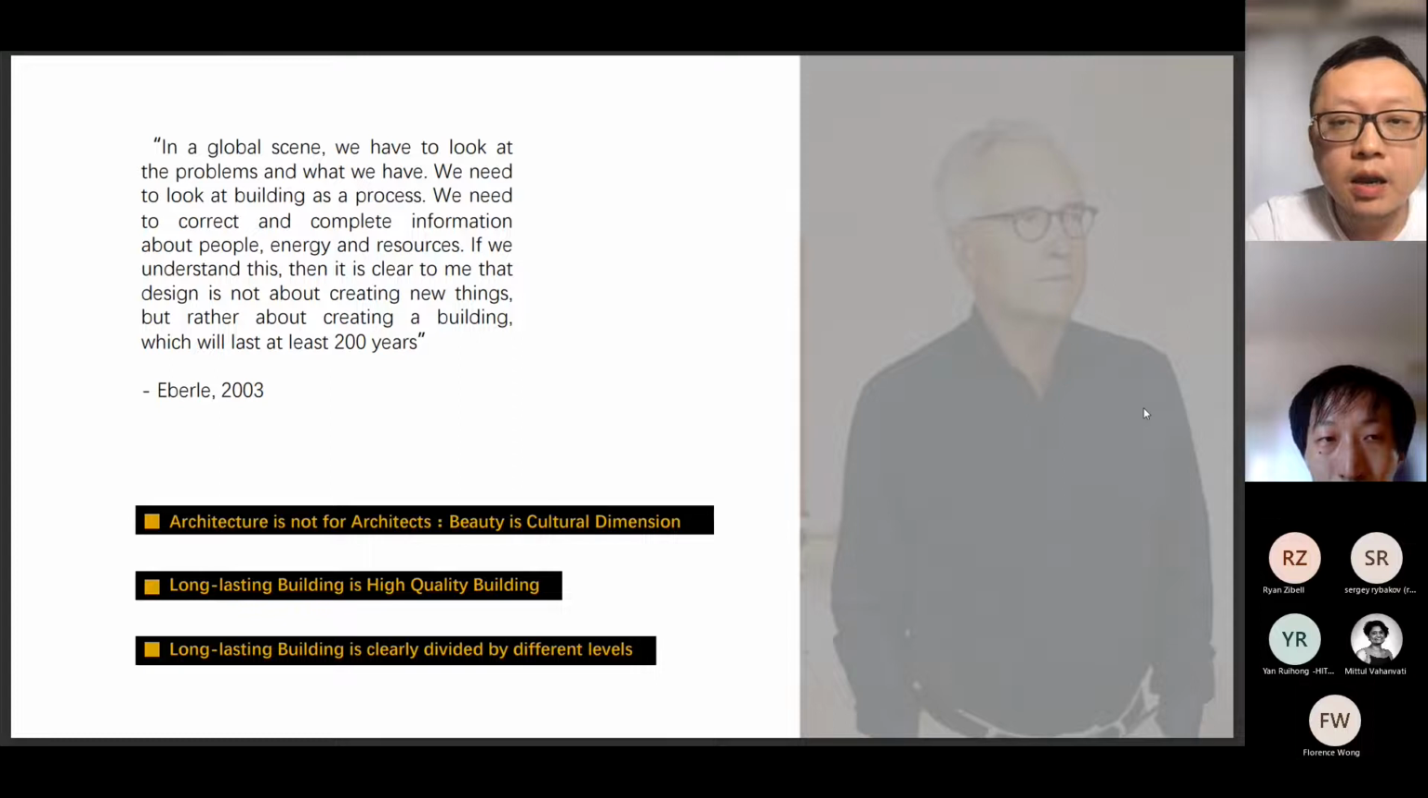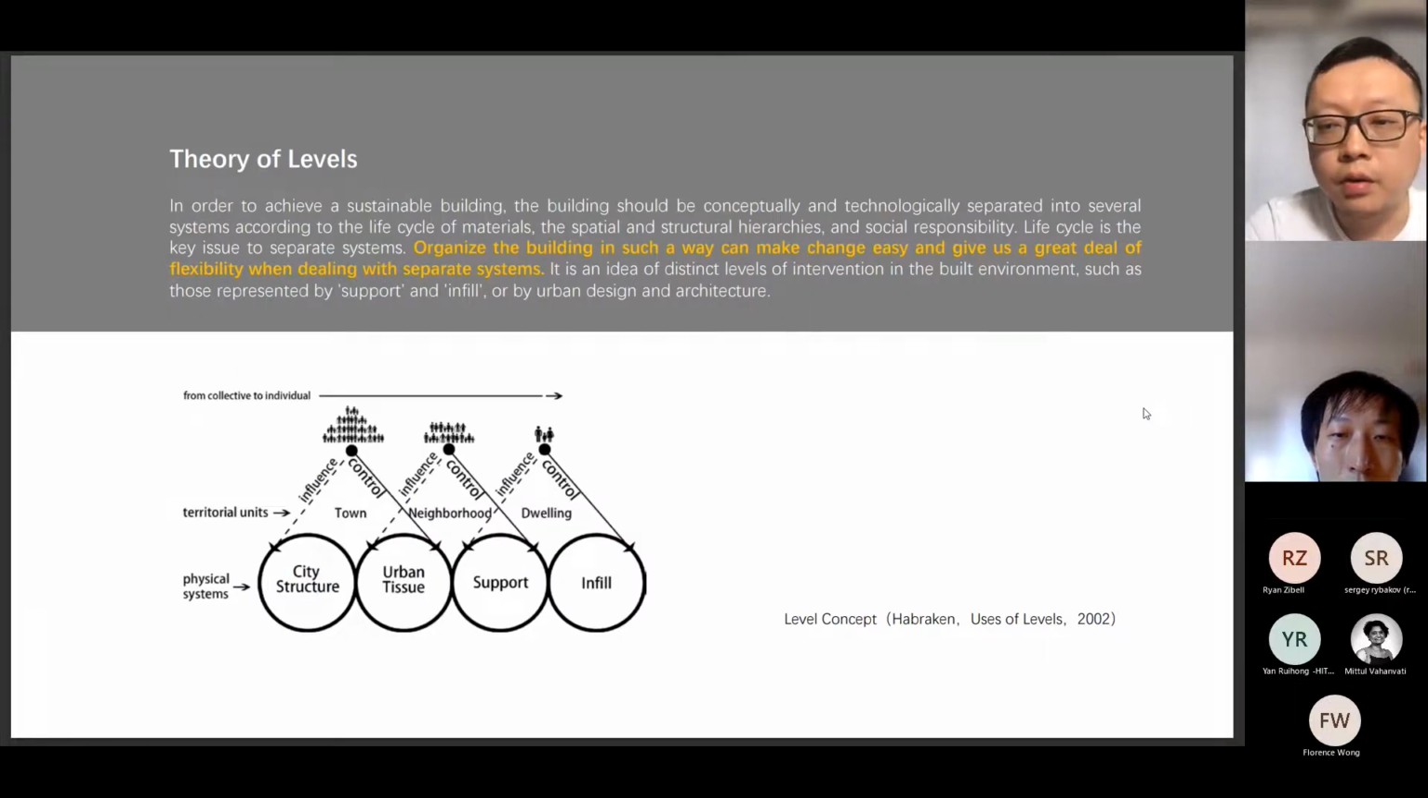Some concepts were developed by Dima Abler from ETH. He focused on the building as a kind of process, so we need to correct and complete the information about people, energy, and resources. We don't see the building as a creation, but build a building for over 200 years. So the most important strategy of the open building is the level strategy. This is a classic level division for the open building series. They divide the built environment into the city structure, urban tissue, support, and infill. So this is not only the physical level division, but also the stakeholders and the different groups of their cooperation in different levels. Next slide, please.